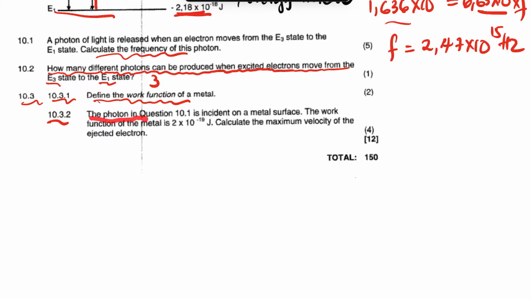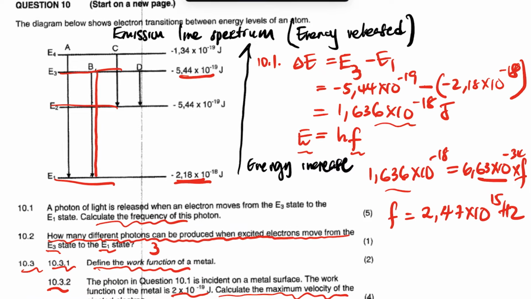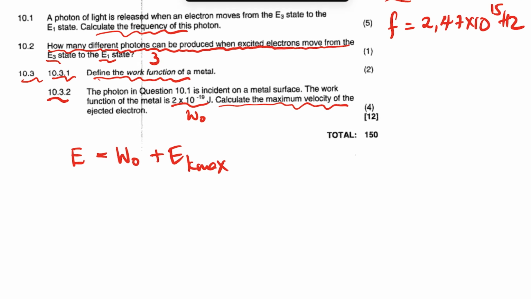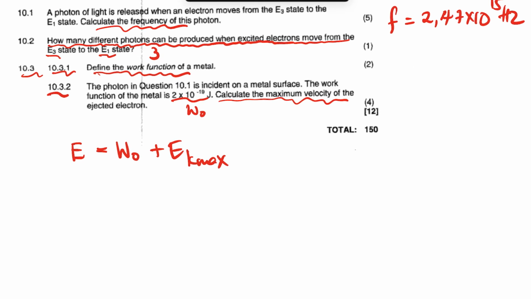The last question, 10.3.2, says the photon in 10.1 is incident on the metal. We're given the work function there. With the work function of the metal, it says calculate the maximum velocity. Guys, we're going to use the formula that says the energy of the photon is the sum of the work function plus the maximum kinetic energy. We do have the energy of the photon, so we're going to substitute that. We do have the work function, so let's substitute.